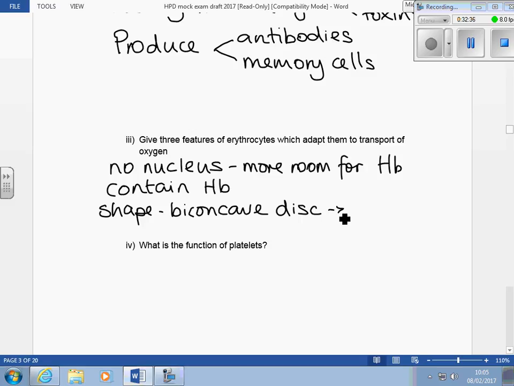And so this gives you the large surface area to volume ratio.